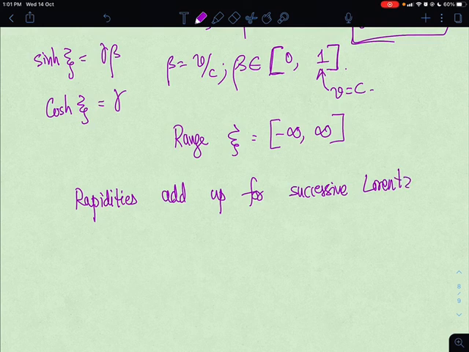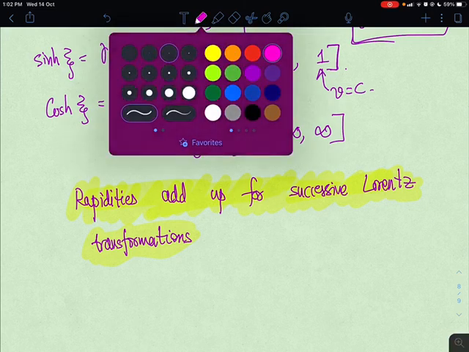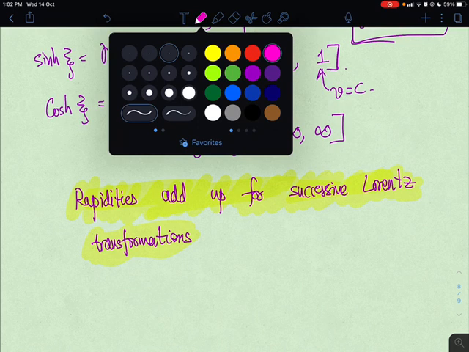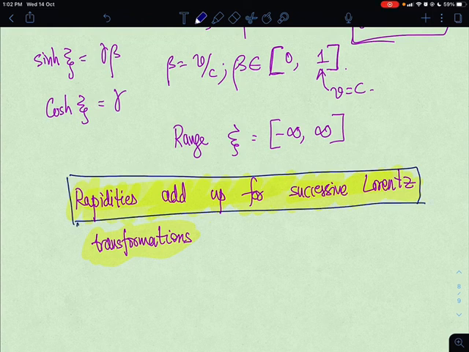for successive Lorentz transformations. So, this is the advantage of defining things in terms of rapidities, of writing the Lorentz transformation in terms of rapidities.